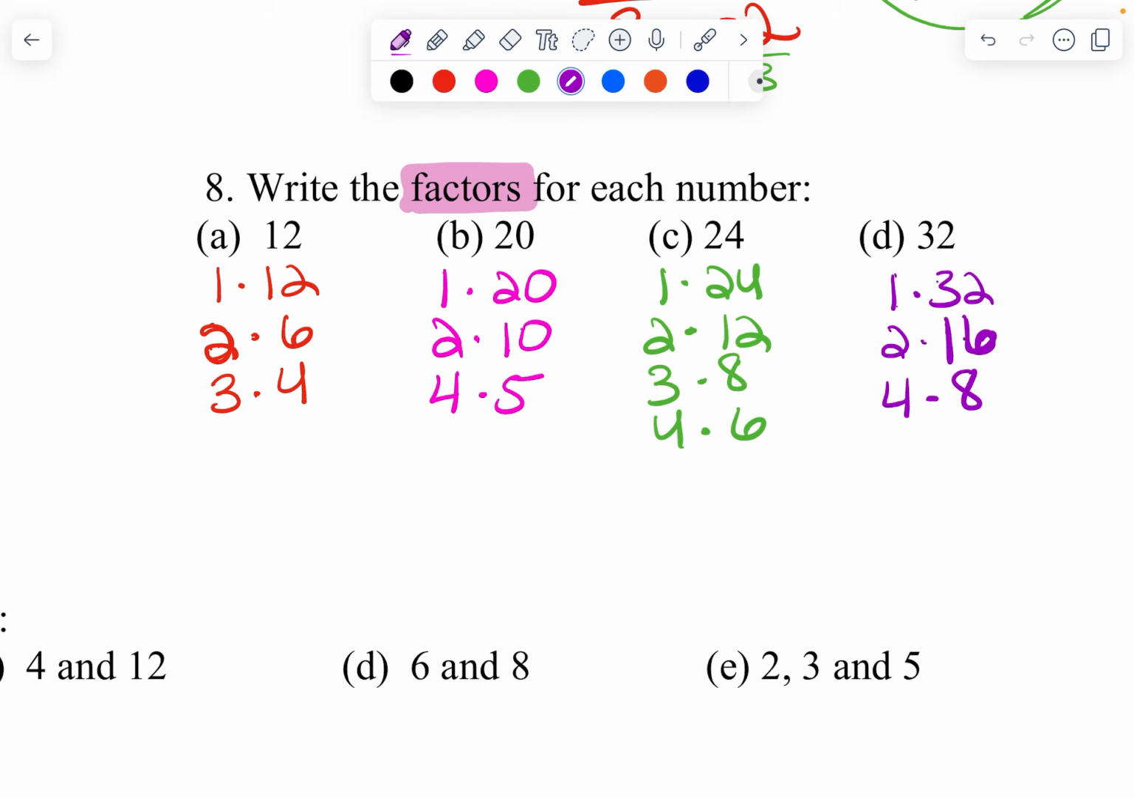All right, so be careful with the difference between factors and multiples. Factors are things that multiply to get the number you're looking for. So 2 times 6 gets you 12. 2 and 6 are factors.